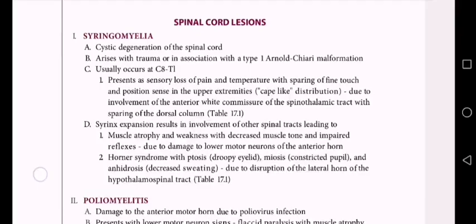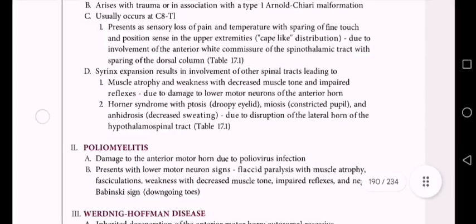The next one is poliomyelitis. It's damage to the anterior motor horn due to poliovirus infection, as given the name poliomyelitis. It presents with lower motor neuron signs, flaccid paralysis with muscle atrophy, fasciculations, weakness with decreased muscle tone, impaired reflexes, and negative Babinski, downgoing toes.